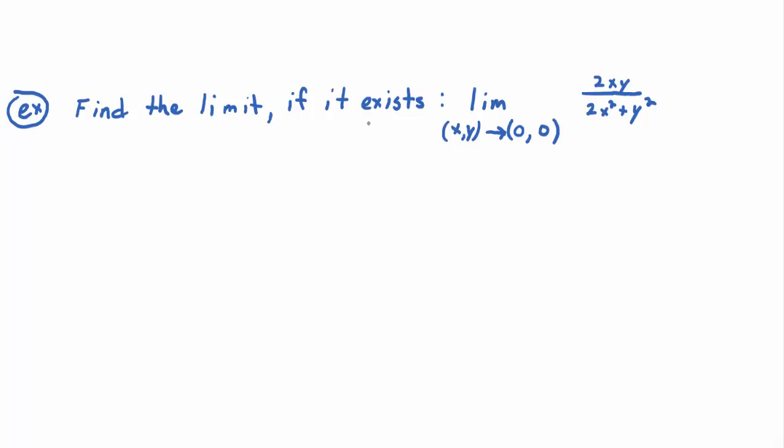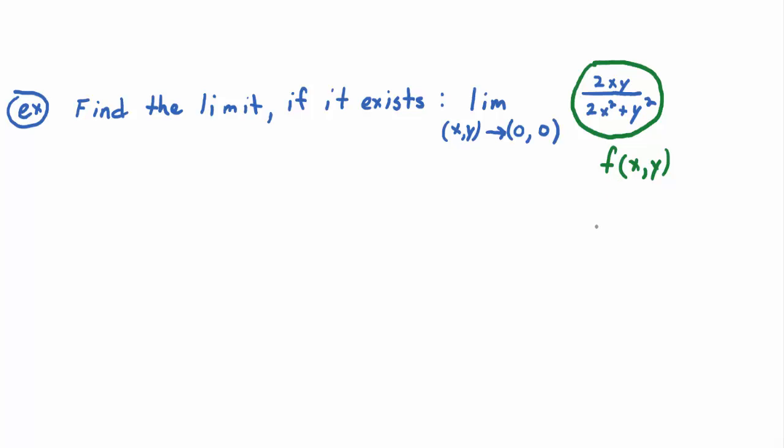Find the limit, if it exists, of the function 2xy divided by the quantity 2x squared plus y squared as (x, y) approaches (0, 0). One technique for getting a feel for whether or not the limit of a function exists is to graph the function. If it's a complicated function, you can use technology to graph it. We're going to graph this function as f of (x, y).